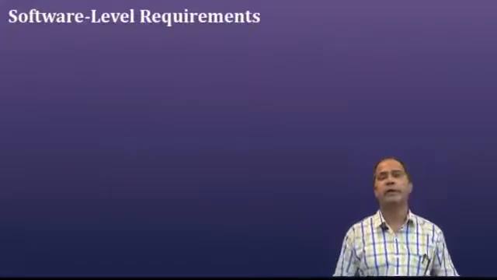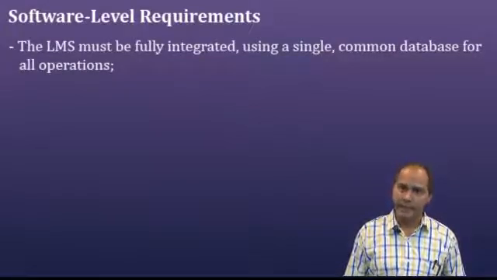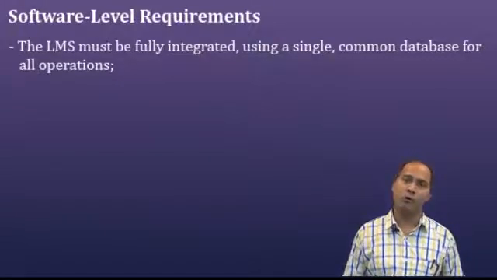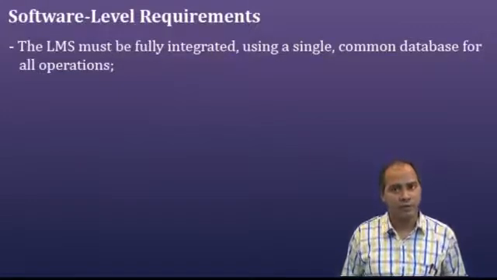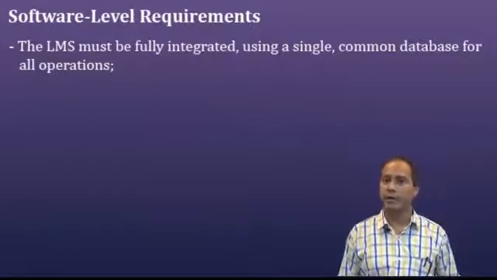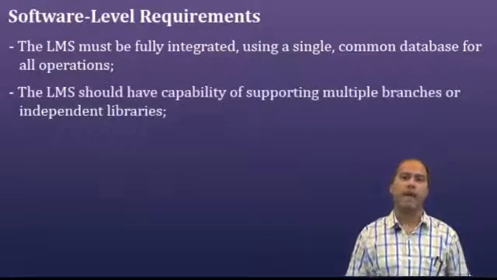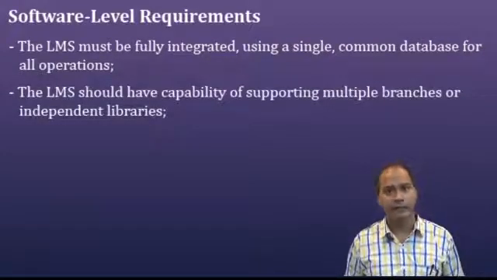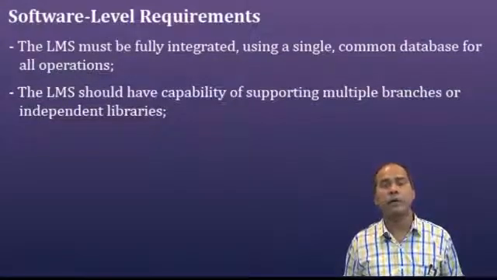First requirement is that your ILS or library automation system must be fully integrated using a single common database for all operations and a common operator interface across all modules. So this is the first requirement when you are selecting a particular library automation software. Second requirement is that the LMS or ILS should have the capability of supporting multiple branches or independent libraries with one central computer configuration sharing a common database.